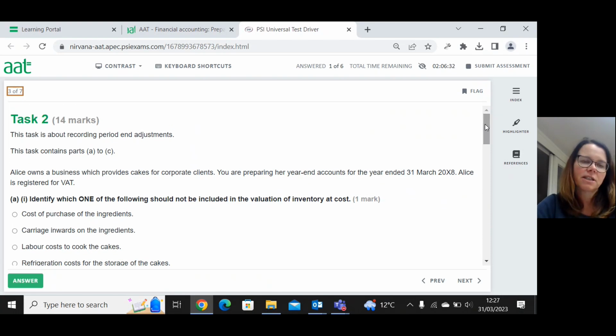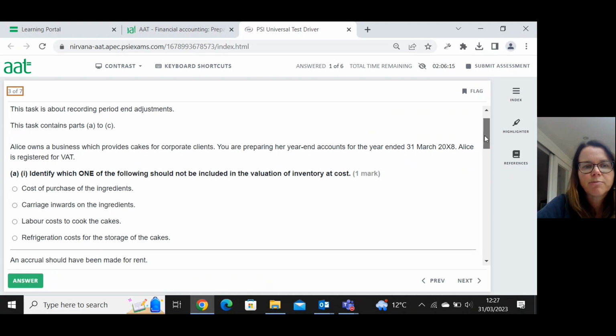Interestingly, AAT have just issued a very brief examiner's report in which they say that task 2 and 3 are the weakest links. So one to really concentrate on. Right, let's have a go.